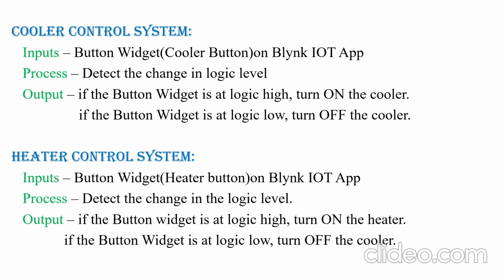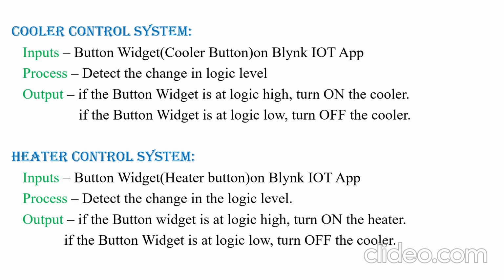Okay, now further we have the cooler control system. First, the input is a button widget, that is the cooler button on the Blynk IoT app. Then the process is to detect the change in logic level. Then the output: if the button widget is at logic high, turn on the cooler. If the button widget is at logic low, turn off the cooler.